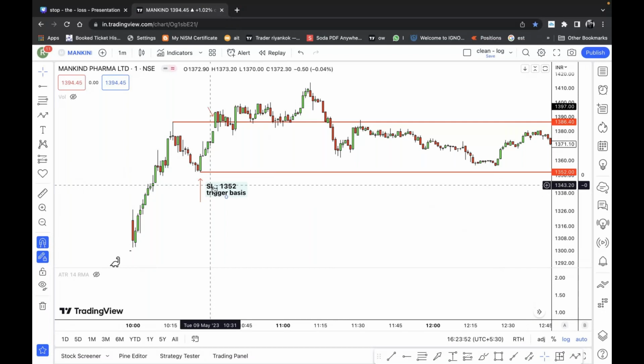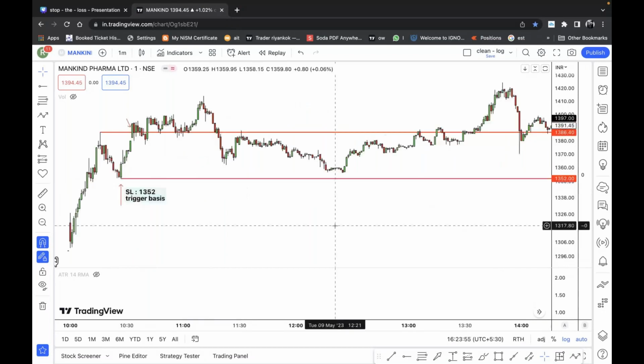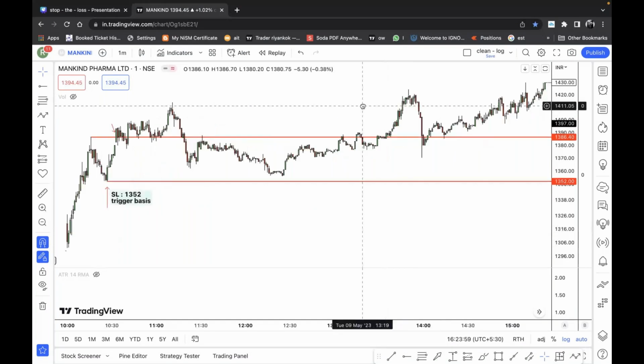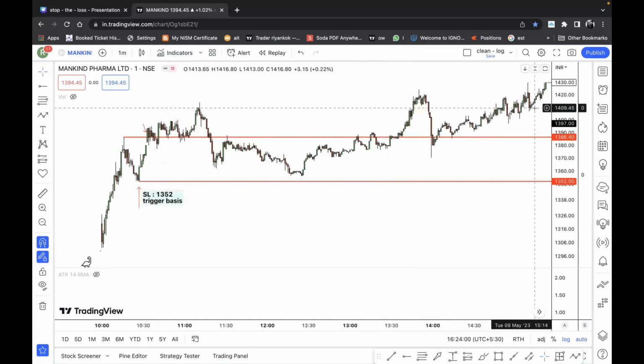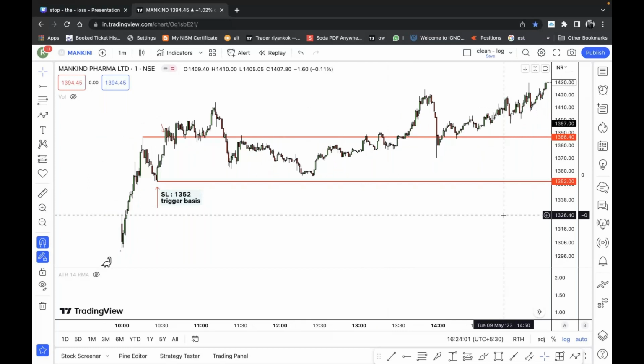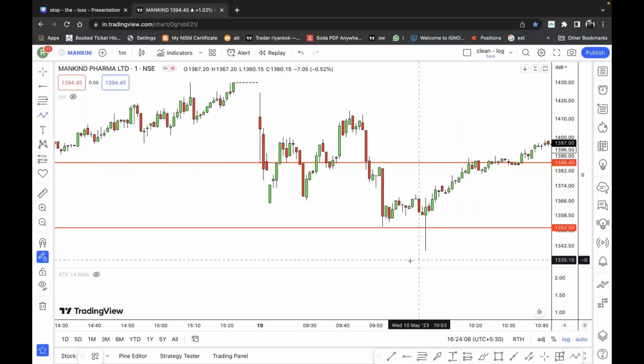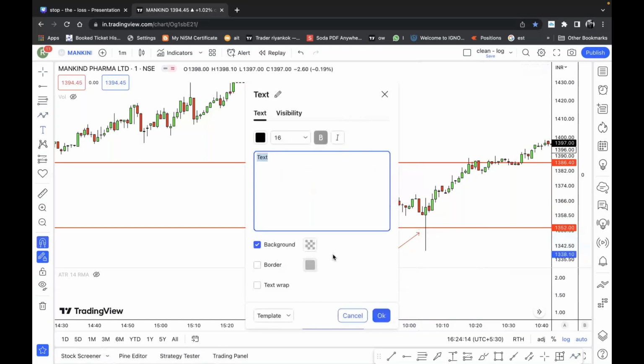It started to consolidate and later went on till levels of 1430 as well. Okay, I think the upper circuit hit on the same day. But then on the next day, the stock came down and it gave me this candle. Okay, this candle, which was a wick candle, went below 1352 here, right? So here my stop loss was hit. My stop loss hit on this candle.